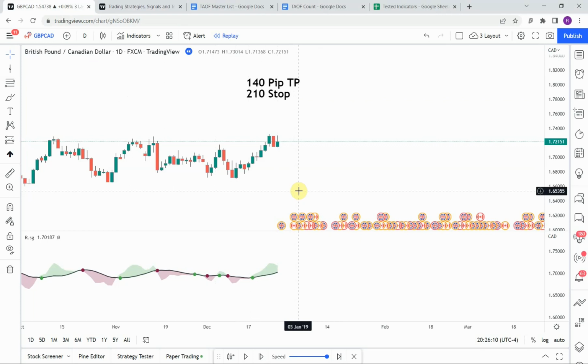Today we will be testing the Renko stop and go indicator.